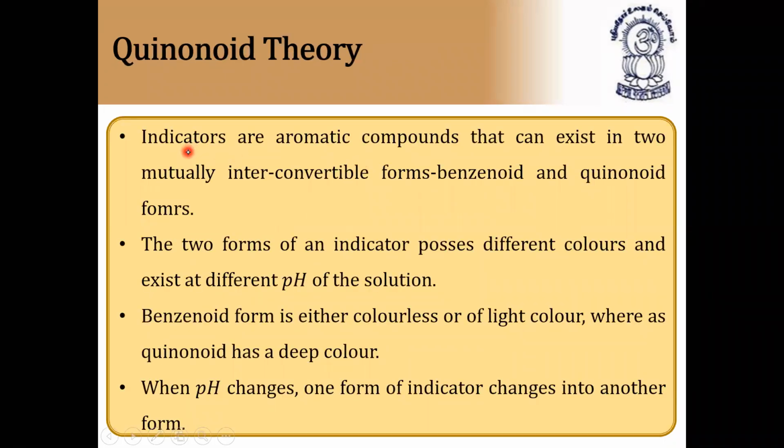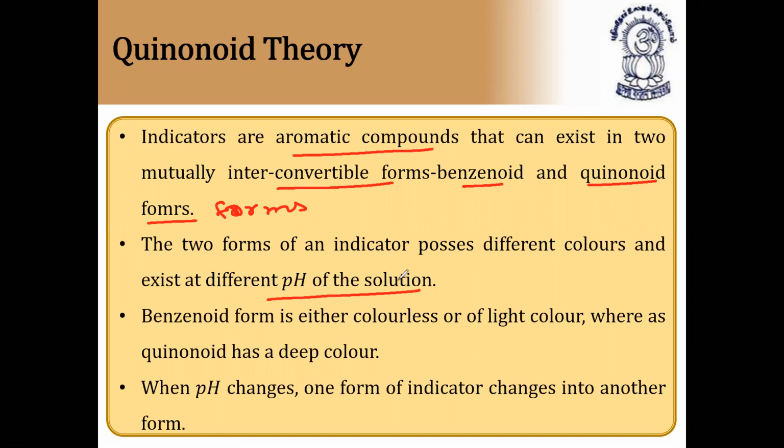Next, quinonoid theory. Indicators are aromatic compounds. According to Ostwald's theory, indicators are weak organic acids or weak organic bases, whereas here, indicators are aromatic compounds such as benzene that can exist in two mutually interconvertible forms, benzenoid and quinonoid forms. These two forms of an indicator possess different colors and exist at different pH of the solution.